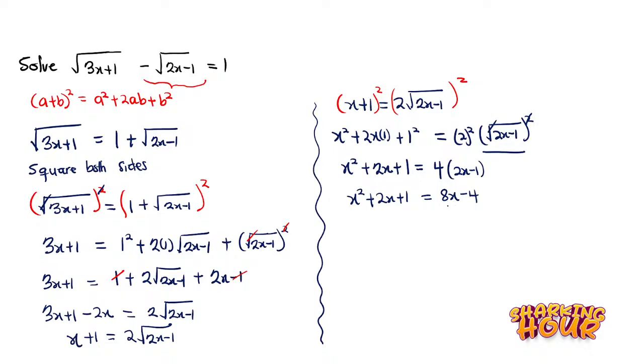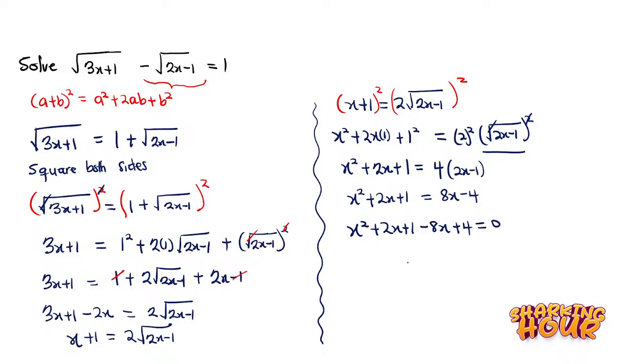So I'm moving 8x minus 4 to the left hand side, and I will equate it to 0, and then I solve for the value of x. So if I do that, I will have x squared plus 2x plus 1. Then the 8x over here is positive. When it crosses the equal to sign, it becomes negative 8x. And then the negative 4, when it crosses, it becomes positive 4, and this is equal to 0.